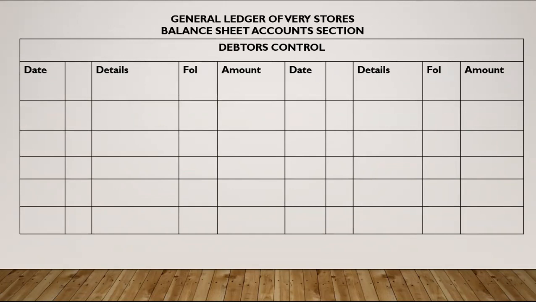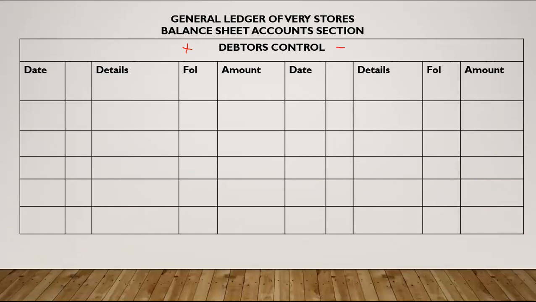Please note that debtors control is an asset account. It represents what is being owed to us. Since it is an asset account, it is a plus minus account. It increases on the debit side whenever we sell more goods on credit.